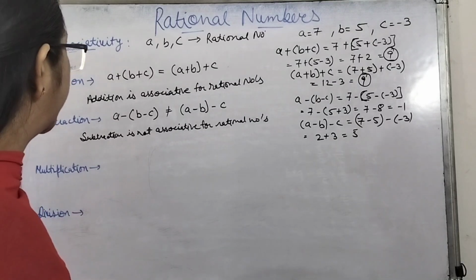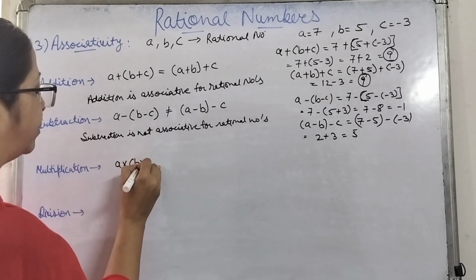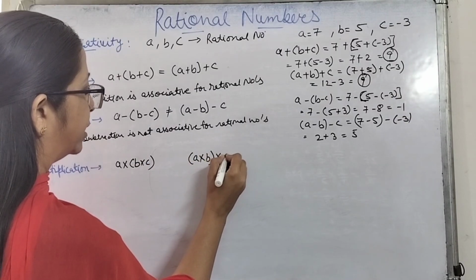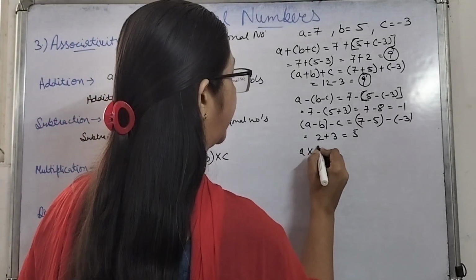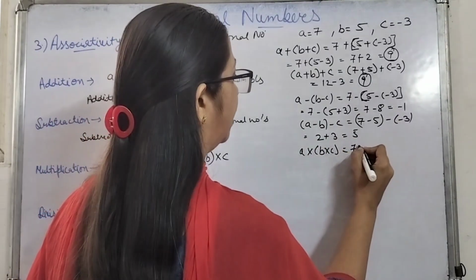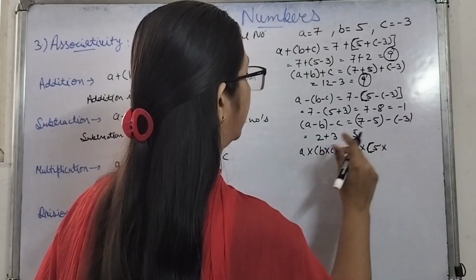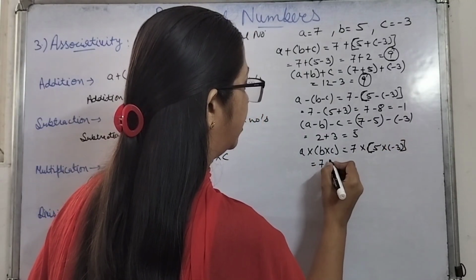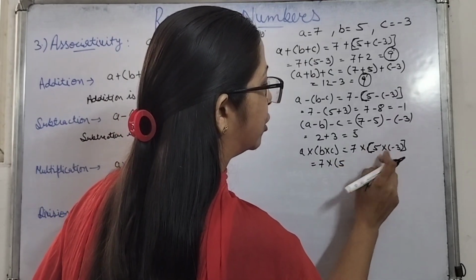Now let's check for multiplication. So in multiplication, the LHS part will be A multiplied by (B multiplied by C), and in the RHS part we will be taking group of A and B and then multiplied by C. So first of all, we will be taking A multiplied by B multiplied by C. Value of A is 7, multiplied by B is 5, multiplied by C is minus of 3. So it will be 7 multiplied by 5 multiplied by minus of 3.